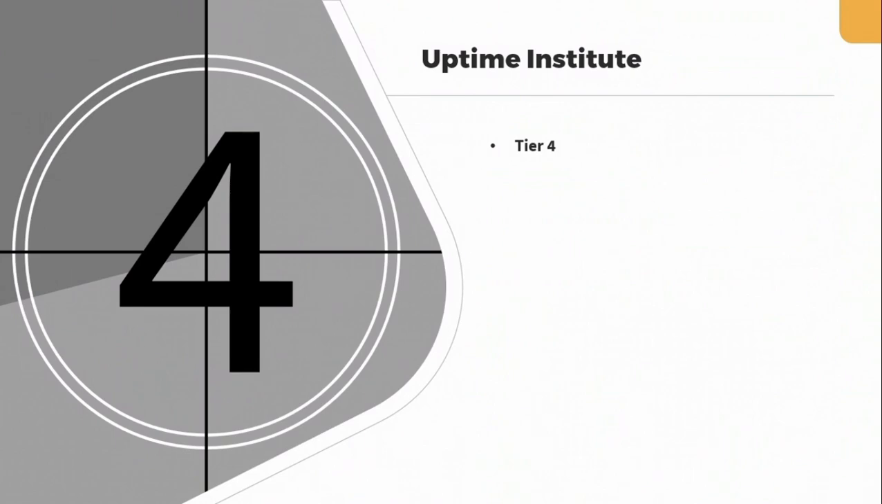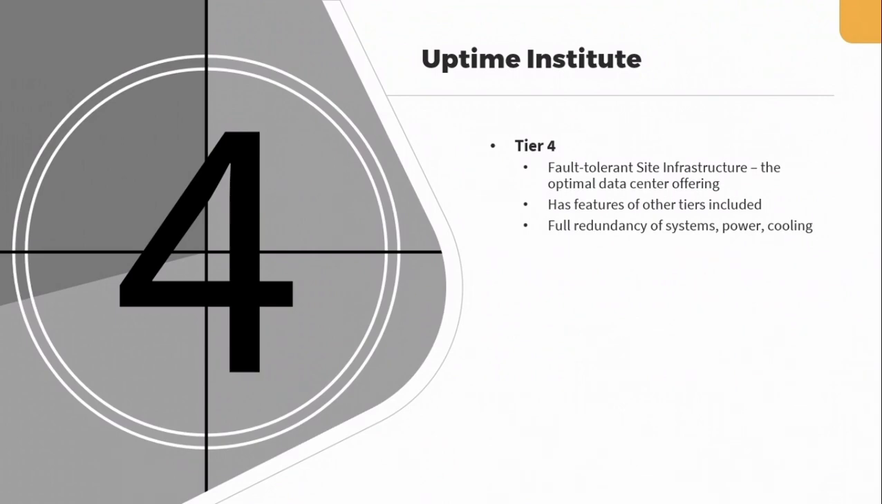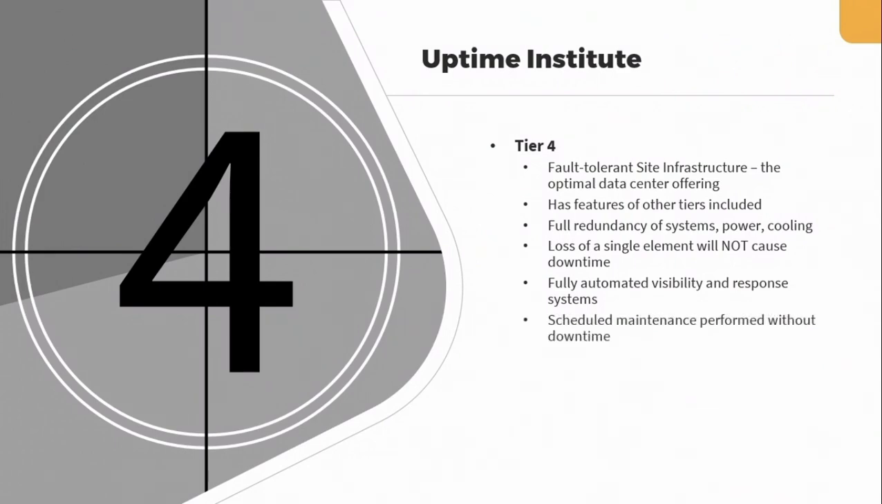Tier 4 represents our cloud service provider data centers. This is the fault-tolerant site infrastructure, the optimal data center offering. It has all the features of the other tiers. It has full redundancy of systems, power, and cooling. A loss of a single element will not cause downtime in a Tier 4 data center. It has fully automated visibility and response systems, and scheduled maintenance is performed without any downtime whatsoever. Make sure you familiarize yourself before the exam with the Uptime Institute, UI.